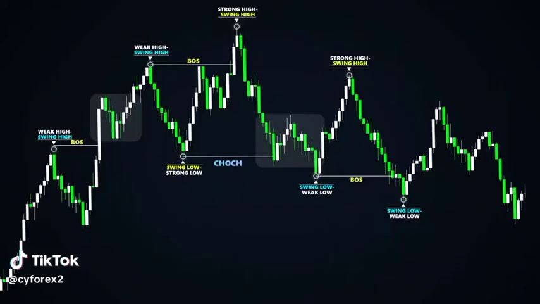Later, price moves impulsively downward again, giving us another break of structure and confirming the new strong low.